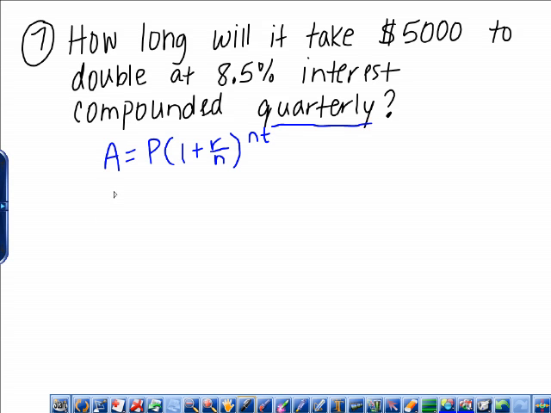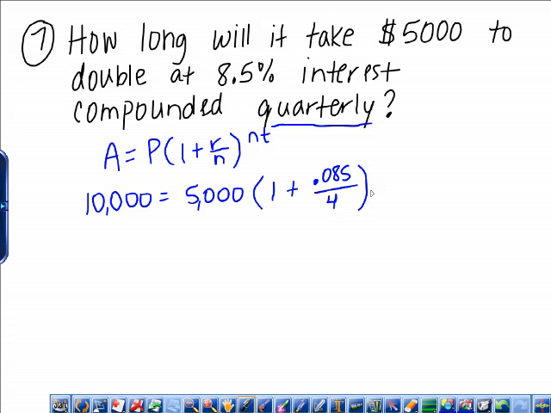So we want to know how long will it take $5,000 to double. So for $5,000 to double, we're going to plug in 10,000, right? That's the doubling amount. And the initial amount was 5,000. We have 1 plus the rate, which is 0.085. Be really careful with this. If you get off on this, your whole answer is going to be weird. So be careful. Don't miss it because you just didn't move the decimal place over correctly. All right, quarterly, that would be 4 times per year. And this is going to be to the power of 4t because t is what I'm solving, how long.